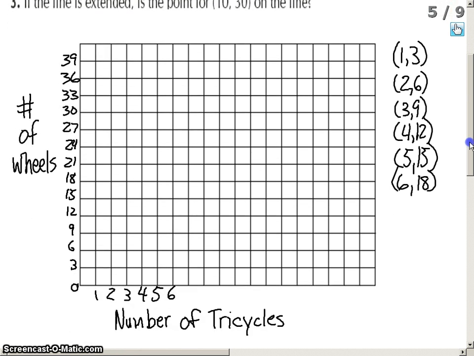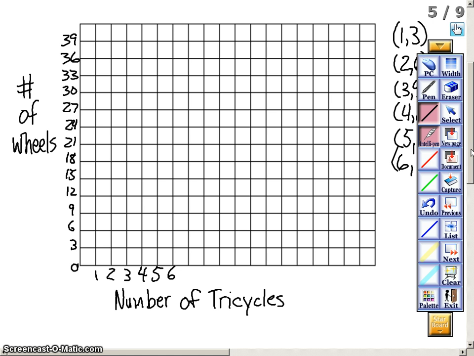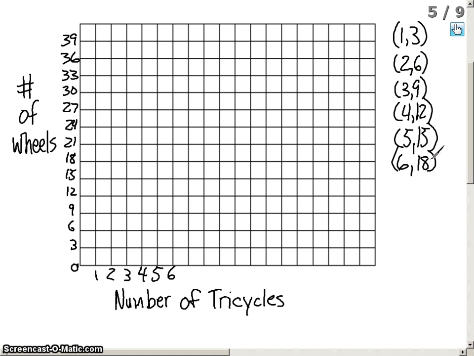Alright, now that we have everything labeled and copied down and ready to go, what we're going to do is start plotting our points right on our graph. Okay, we have the first ordered pair of 1 and 3, so we go over 1 on the x-axis and then go up 3 on the y-axis, so it's in line with that. So 1 and 3, we plot our point. The next one is 2 and 6.